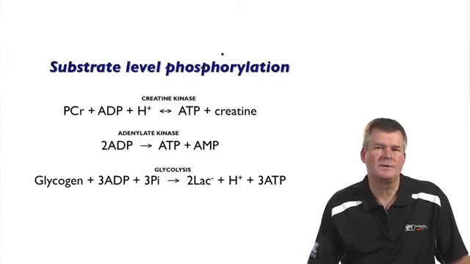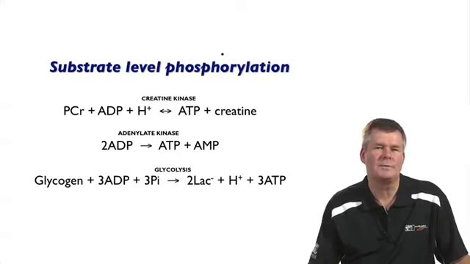As the name implies, substrate level phosphorylation involves the transfer of phosphate across substrates. Phosphocreatine is another high energy compound found in skeletal muscle, and it can be used to rephosphorylate ADP to ATP in a reaction catalyzed by the enzyme creatine kinase. You see here that creatine is important in that reaction, and creatine supplementation is popular amongst athletes, particularly those involved in high intensity efforts for that reason.